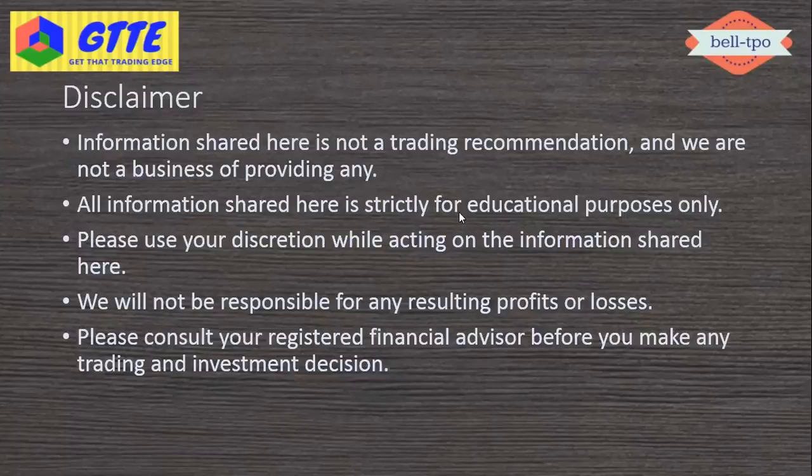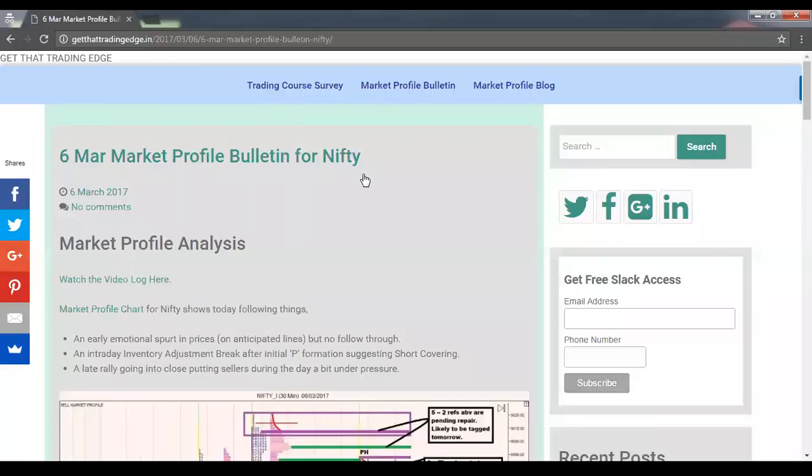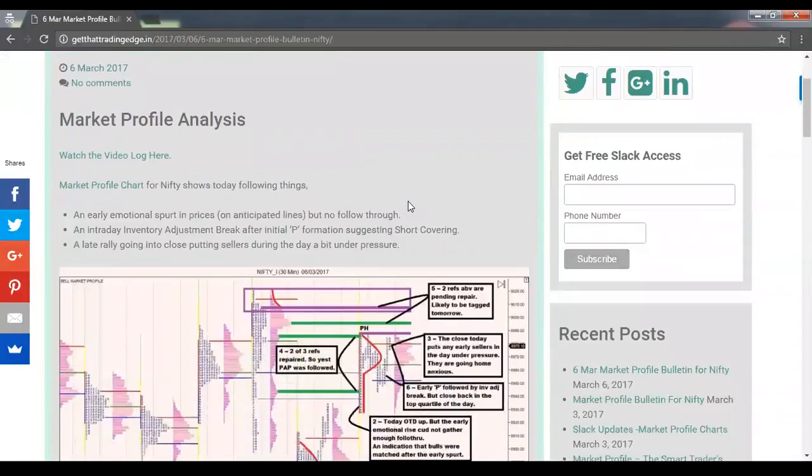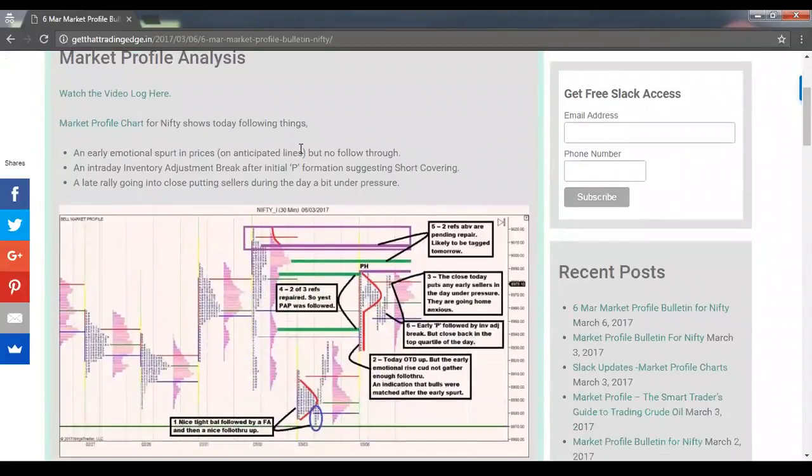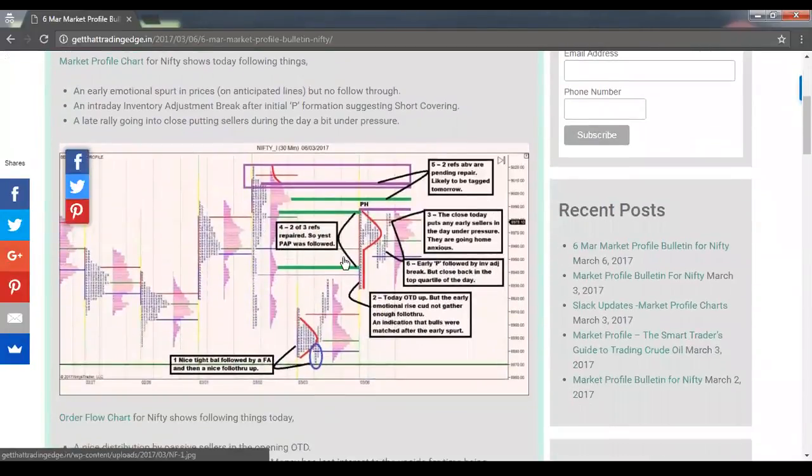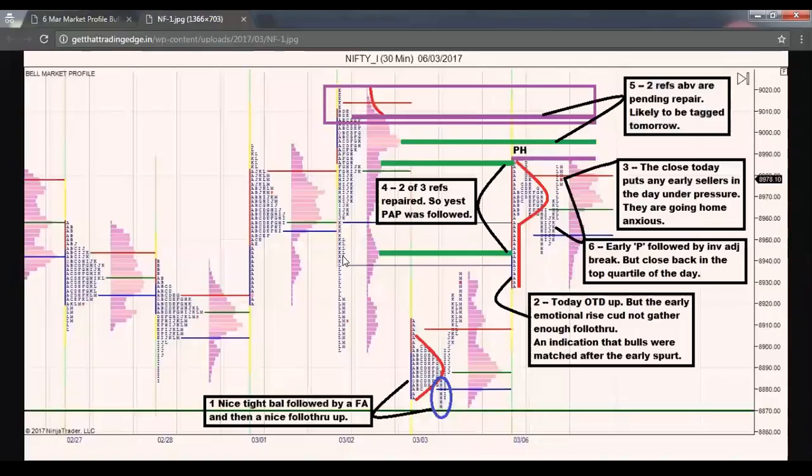So let's go to today's market analysis. Welcome to the 6th March market profile bulletin for Nifty. The market profile chart for Nifty showed the following things today. Let me just open it. Yes, so this was today's development.